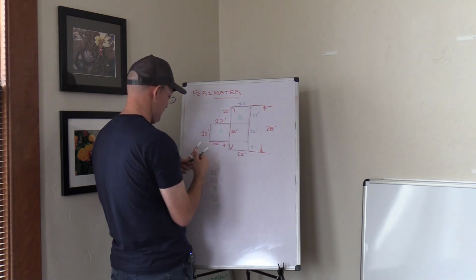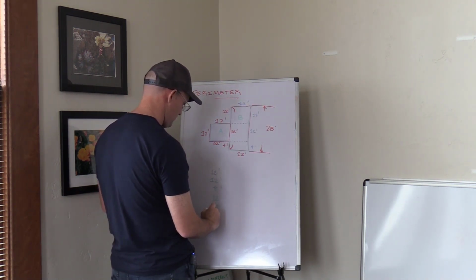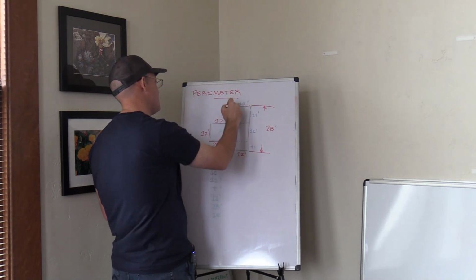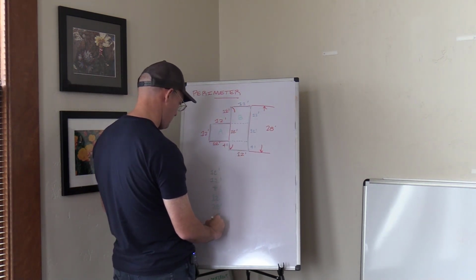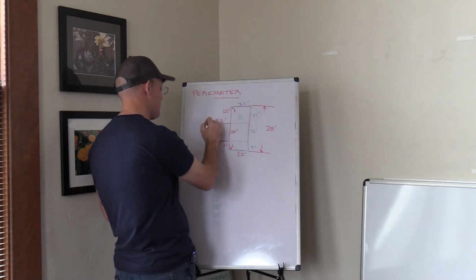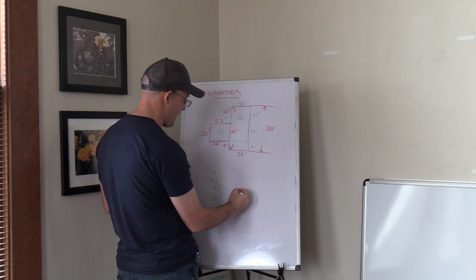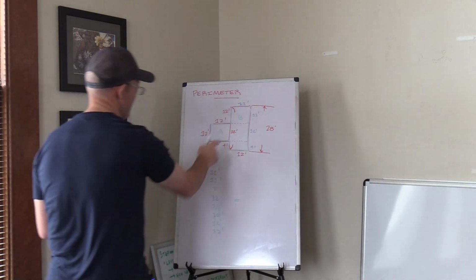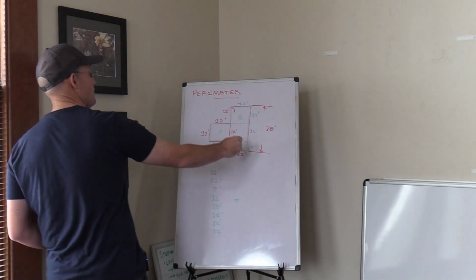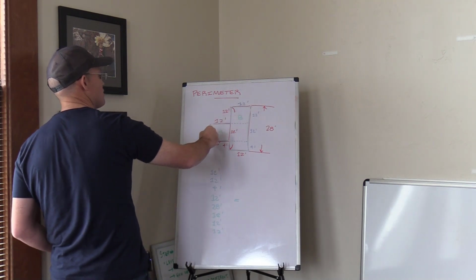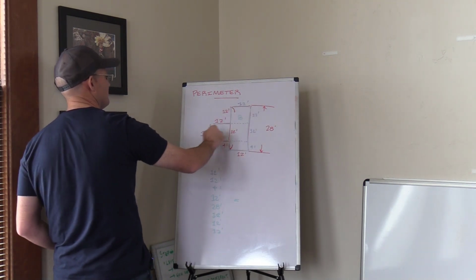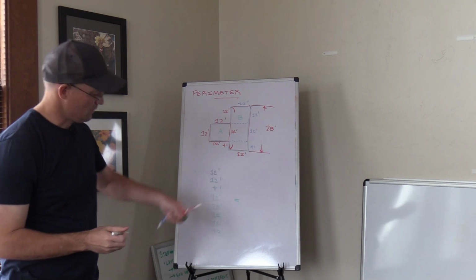So 28, and we add a 12. And then we come down another 12. And then we come over 12. Okay. So if we add up all those values of all those sides, that'll give us the total perimeter of this shape in green. Okay, so let's do that math.